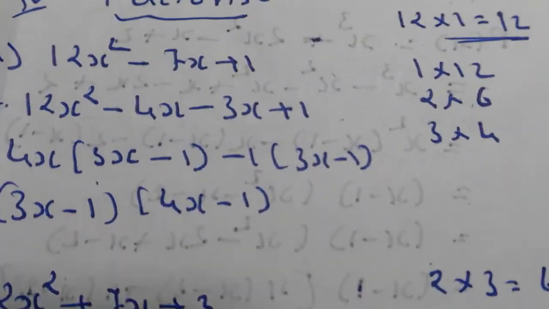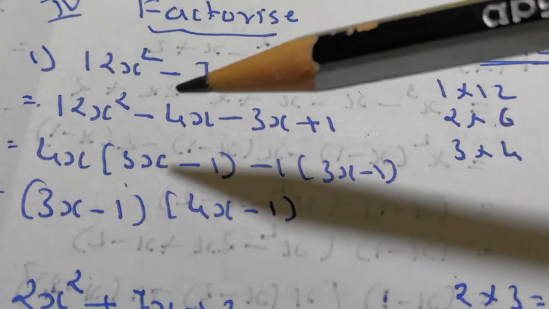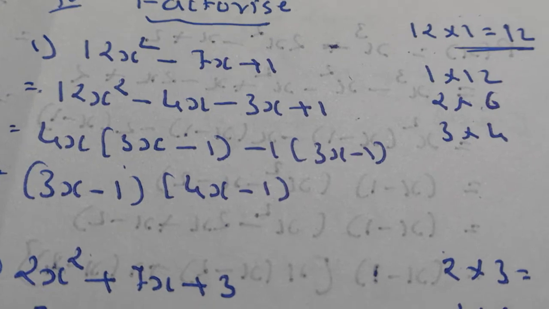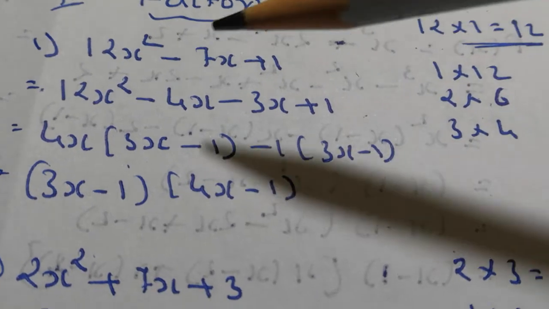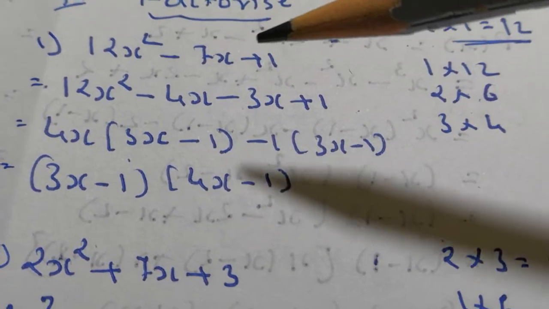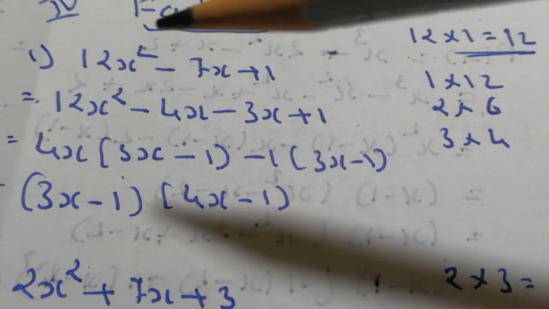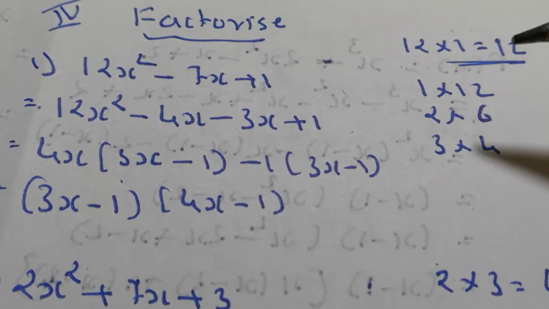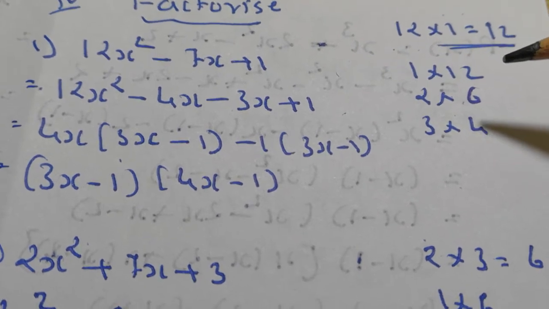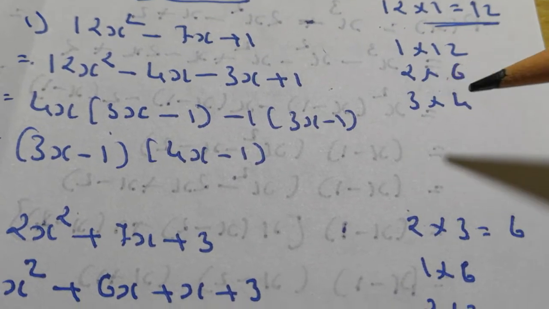Now factorize the following. Be careful, I have shown you each and everything in this sum. So 12x square minus 7x plus 1. Now 12x square is not a perfect square, so we have to factorize it. We have to split the middle term, that is minus 7x, into 2 parts such that the product is equal to 12, the product of the coefficients given to you as 12 and 1. So 12 times 1 is 12. So the splitting of 7 will be with a sum of 7 and a product of 12. I have written the factors of 12: 1 into 12, 2 into 6 and 3 into 4.